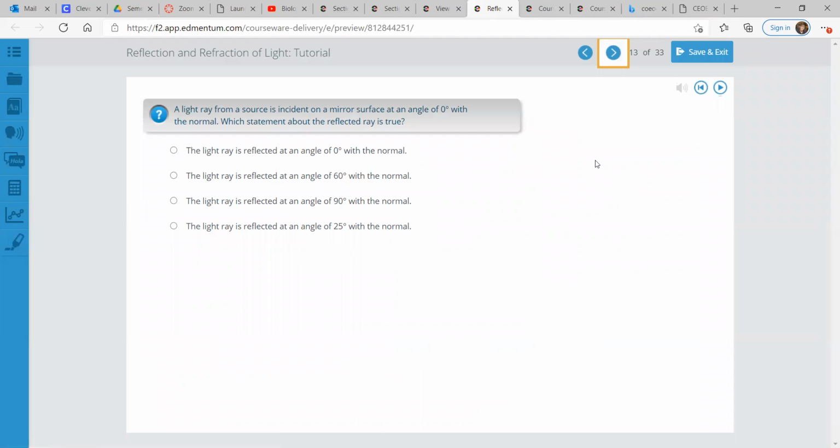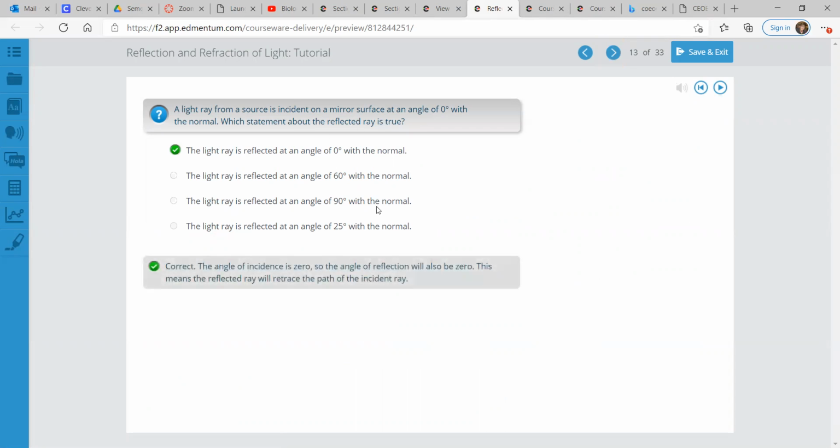And now we have a checkpoint question. A light ray from a source is incident on a mirror surface at an angle of 0 degrees with the normal. Which statement about the reflected ray is true? Well, the angle of incidence is 0, so the angle of reflection is also 0. This means the reflected ray will retrace the same path.